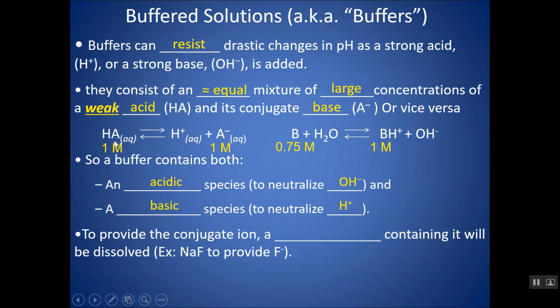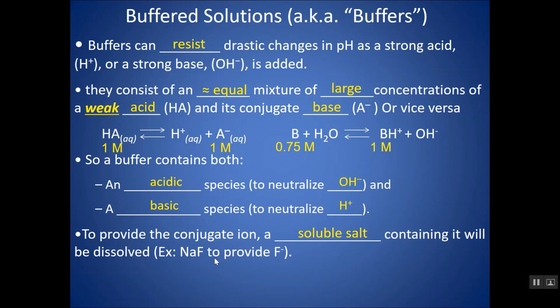Now, if you remember, something like a weak acid, something like HF, is only going to ionize a small amount. So just adding HF, just adding your weak acid into the solution isn't going to be enough to create a buffer. We need a source of the conjugate. So how do we get that conjugate into solution as well? We are typically going to be adding it in the form of a soluble salt.